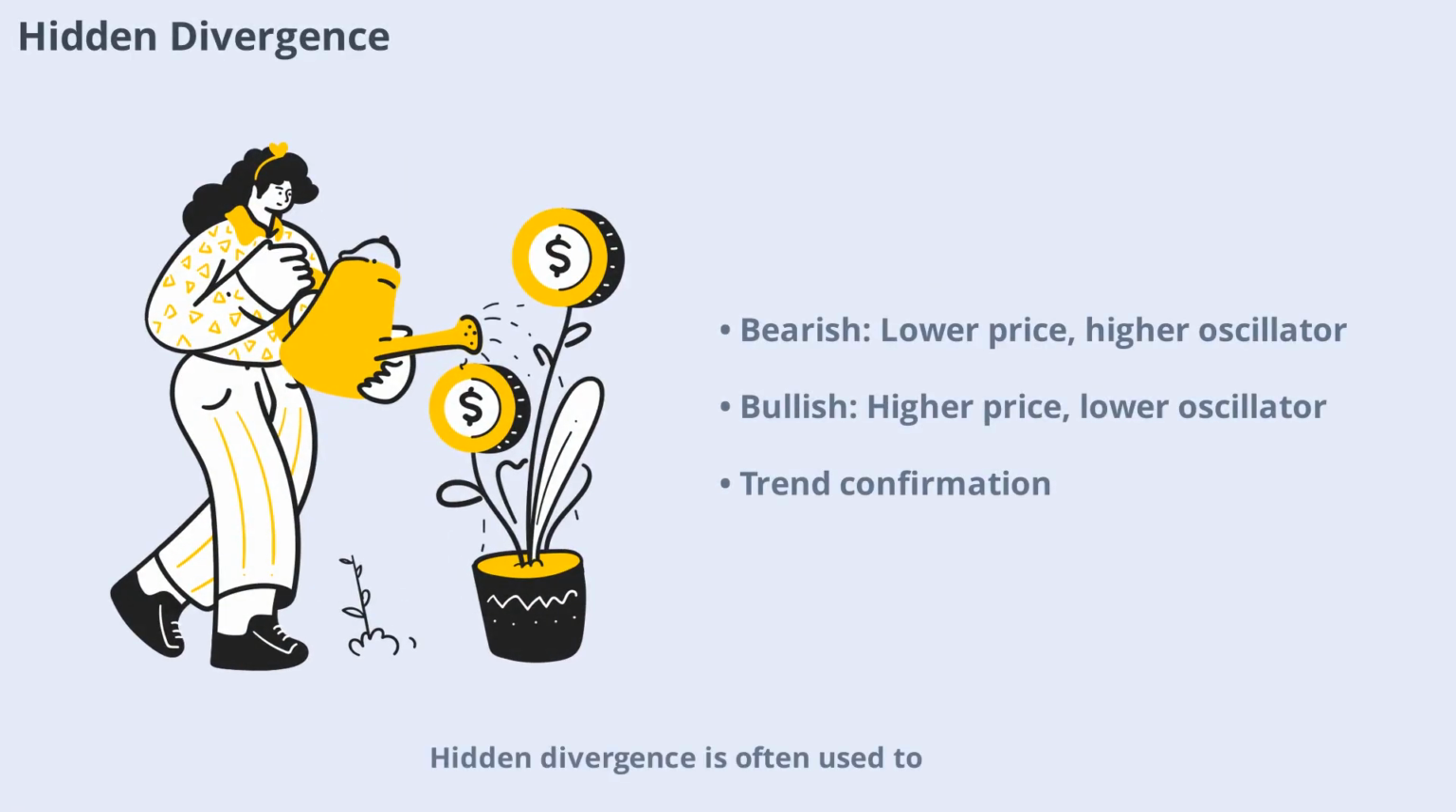Hidden divergence is often used to confirm the continuation of a trend. In a hidden bearish divergence, the price forms lower highs while the oscillator forms higher highs, confirming a downtrend. In a hidden bullish divergence, the price forms higher lows while the oscillator forms lower lows, confirming an uptrend. These signals are subtle but powerful, helping traders stay aligned with the prevailing trend and avoid premature exits.